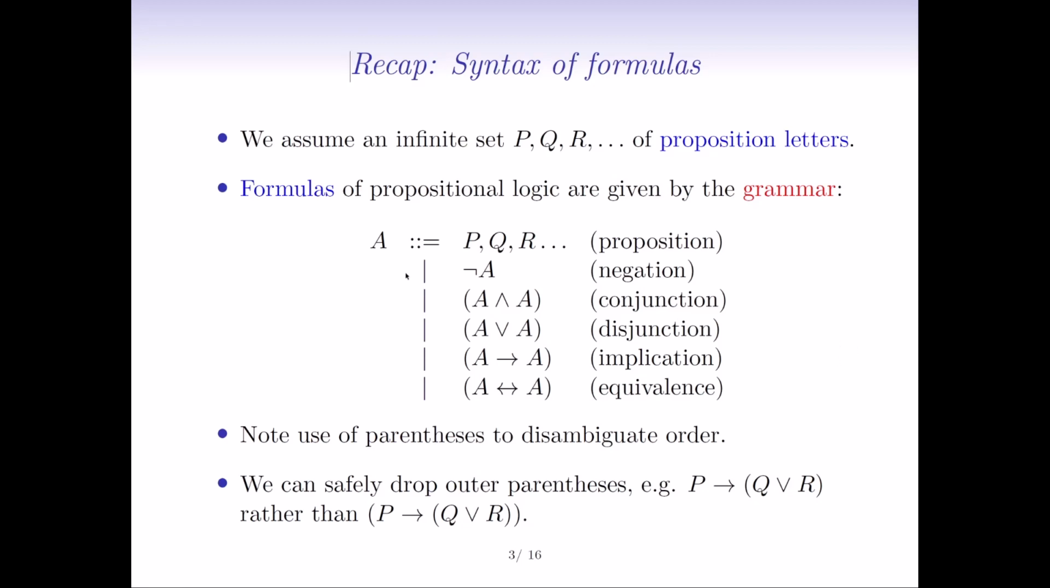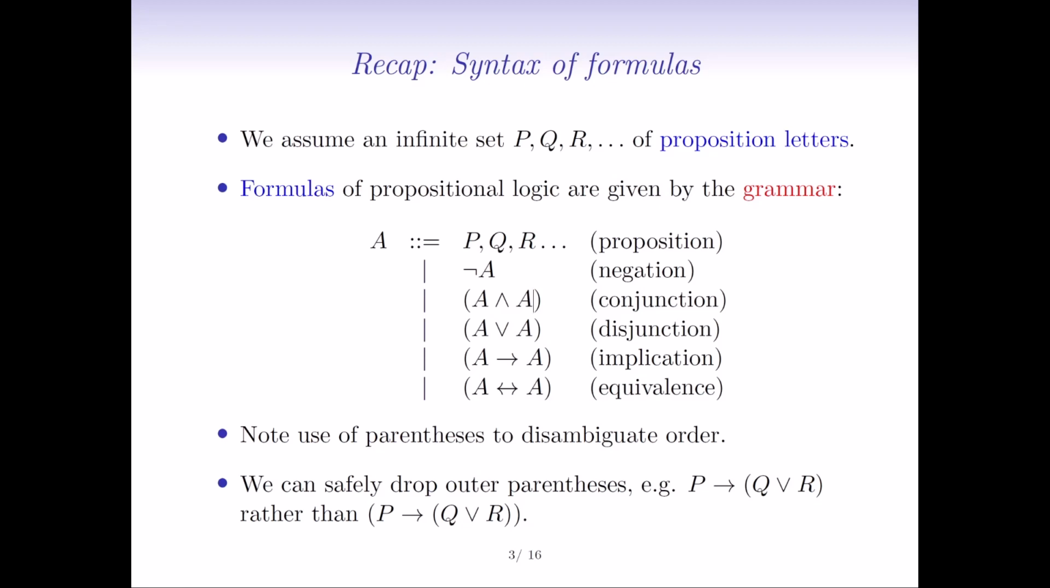So a formula A of propositional logic is either a proposition letter by itself, or it is the negation of a propositional formula, or it is the conjunction of two propositional formulas, or their disjunction, or an implication, or an equivalence. All the binary connectives are always placed inside parentheses, and that's so that we can disambiguate the order in which we're supposed to read them. So, for example, A and B in brackets or C is not the same formula as A and B or C in brackets. So it's important that we keep those parentheses there most of the time.